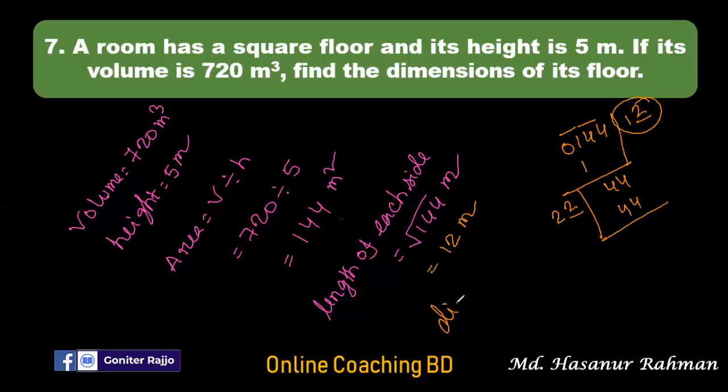So if I write the dimension, that should be 12 multiplied by 12, because we know that is length multiplied by breadth, or length of one side multiplied by length of one side. And that is the answer of number 7.